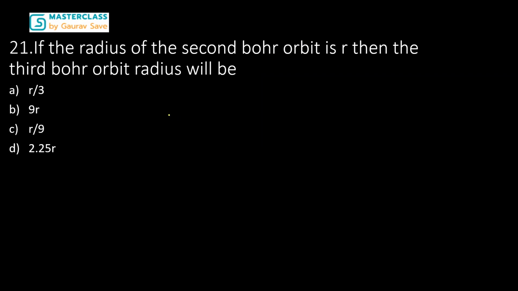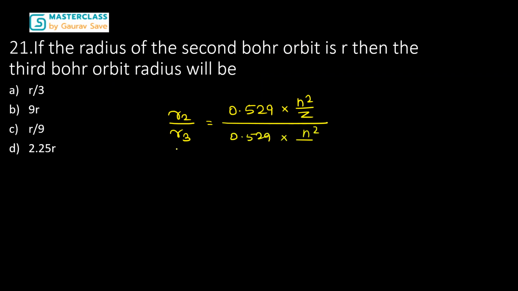Correct answer is B. Next, if the radius of the second Bohr's orbit is r, then the third Bohr's orbit radius will be, okay. So radius of second and radius of third they're asking. Just now we did a question on ratio. So 0.529 into n square upon Z is the formula. Now they have told us that radius in second orbit is r, and radius in third orbit they are asking.